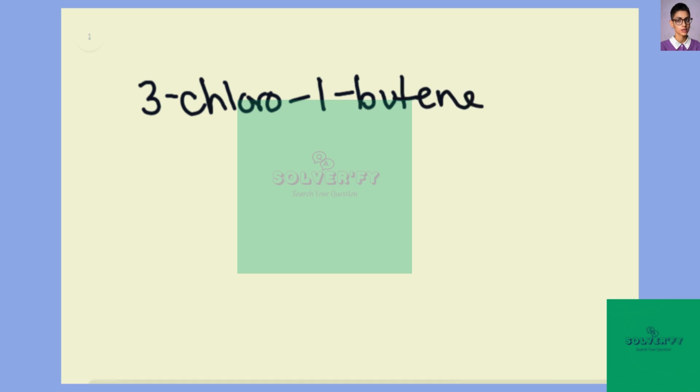So the double bond is on that first carbon, which means the chlorine is found on the third carbon. Okay, so we have 3-chloro-1-butene, ENE for the double bond. Okay. Then we get to a cyclic compound. So we have a 5-ring compound here, or a 5-carbon ring.